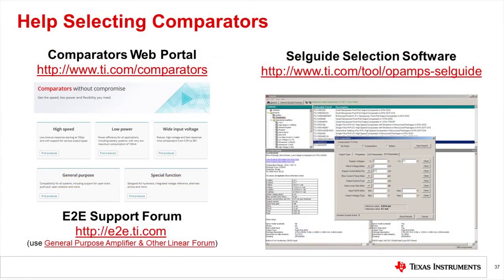And with such a large selection of comparators, how do we find the correct device? We have several different ways. Of course, you can use TI.com and our comparators web portal. We have our selection guide software as well. And of course, you can ask us on the E2E support forum for recommendations on what device you would like.